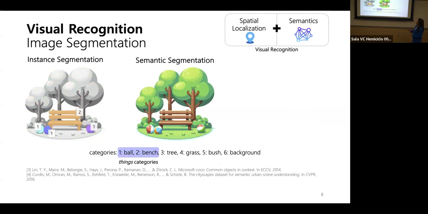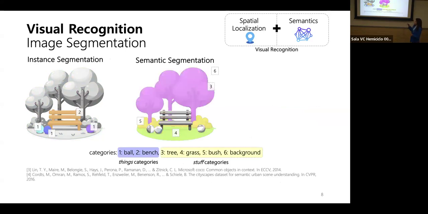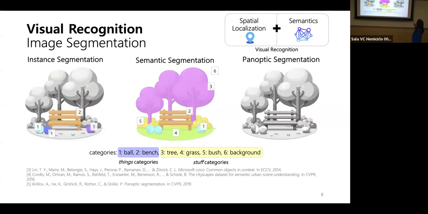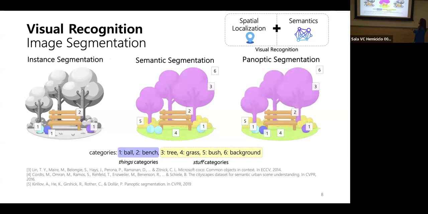So that's why semantic segmentation proposed to assign a semantic label to each one of the pixels in the image. So including the amorphous regions that we have in the background, like the trees, the grass, and the bushes. In addition to that, we also consider things categories like the ball and the bench. Finally, panoptic segmentation is the more general version of this problem. So what we want to do here is use the prior two tasks. So we are using instance segmentation for things categories, and we are using semantic segmentation for stuff categories.